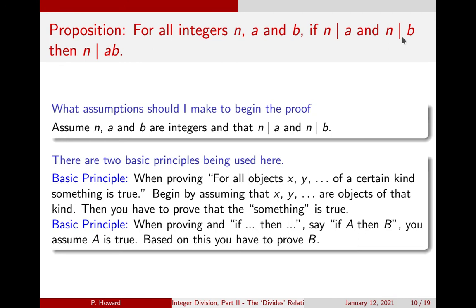The second basic principle is that when proving an if-then statement, say if a then b, you assume a is true, and based on that assumption, you have to prove b. So we are proving if n divides a and n divides b, then n divides a times b. According to the second basic principle, we would assume the hypotheses of the if-then. In other words, we would assume that n divides a and n divides b.